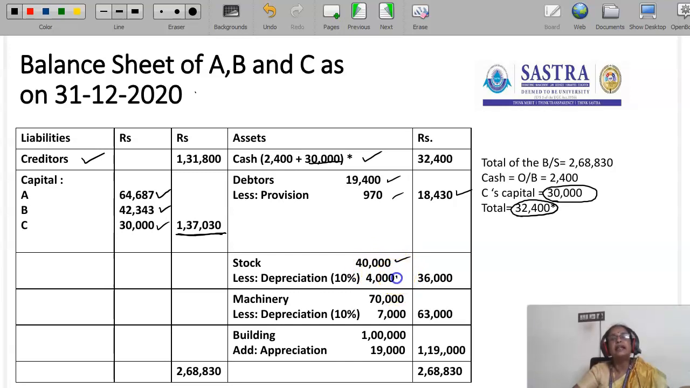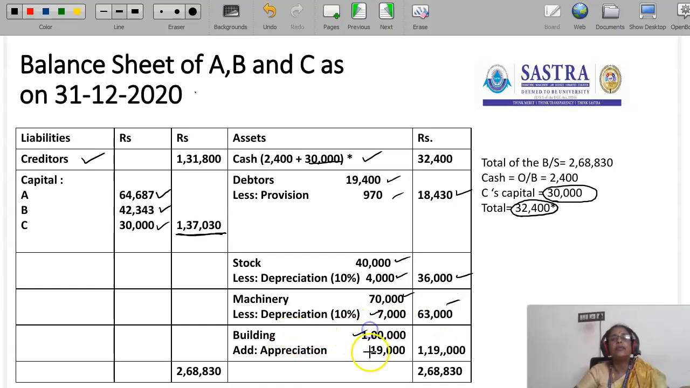Then stock, the book value of stock is 40,000. From that we have to deduct 10% depreciation that is given in the adjustment. So 40,000 minus 4,000 is 36,000. Machinery balance sheet value is 70,000. Depreciation is 10%. So 70,000 minus 7,000 is 63,000.